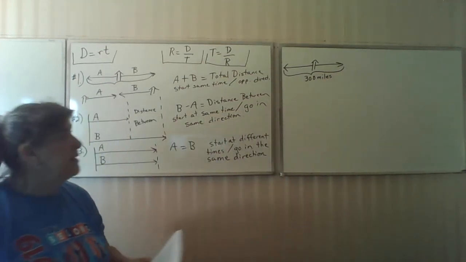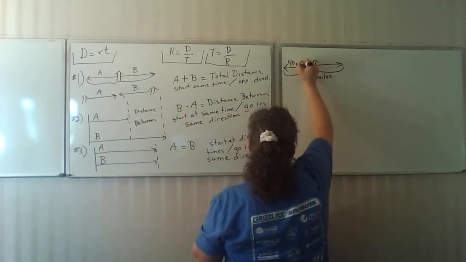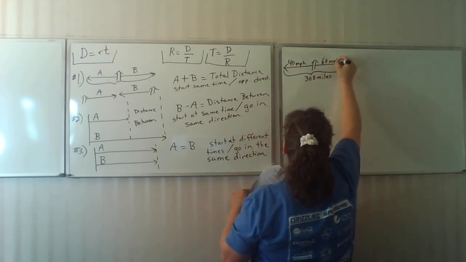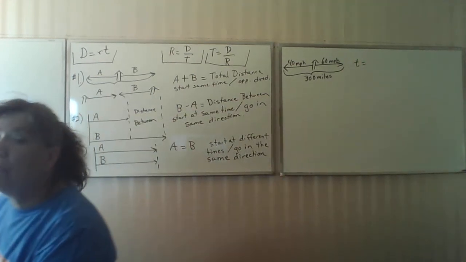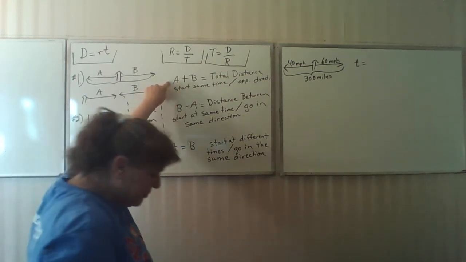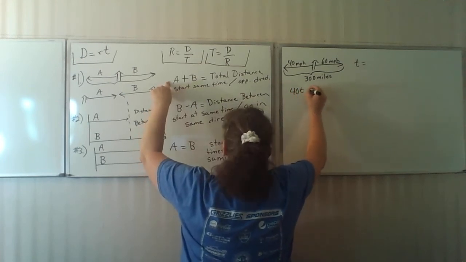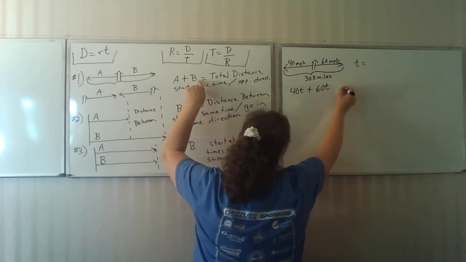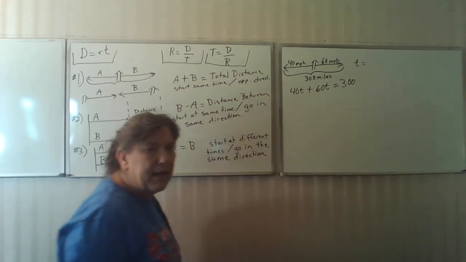If one person is traveling 40 miles per hour and the other one is traveling 60 miles per hour, and we want to know what our time is. How long will it take them means time. So the distance of the first one is 40 times whatever time it takes, plus the distance of my second one is 60 times whatever time it takes, and that's going to equal my total distance, which is 300 miles.